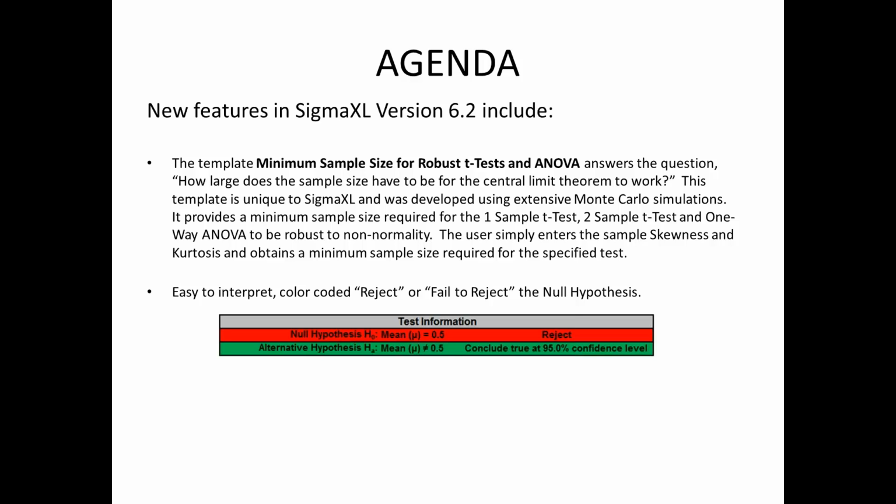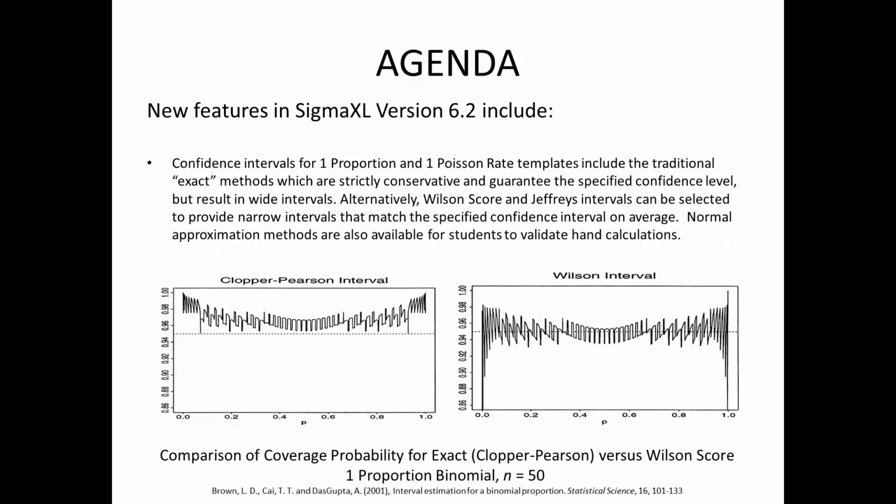For example, if you do a one-sided one-sample T-test, the requirements are quite different from a two-sided one-sample T-test, and we'll look at that. We did extensive Monte Carlo simulations to come up with answers, so that you just dial up the test, enter the skewness and kurtosis, and then we give you the minimum sample size. Another thing we've added is an easier to interpret, very clear, reject or fail to reject the null hypothesis.